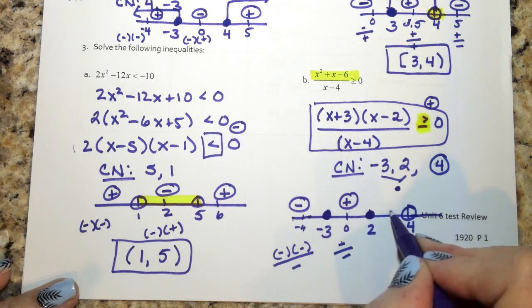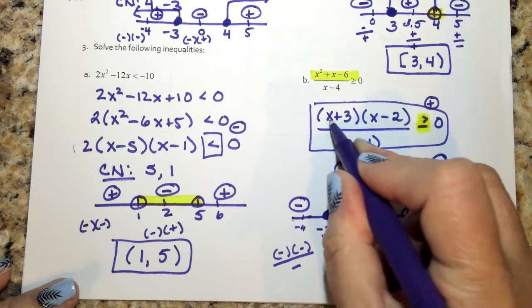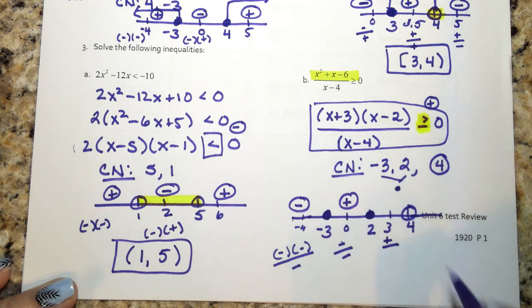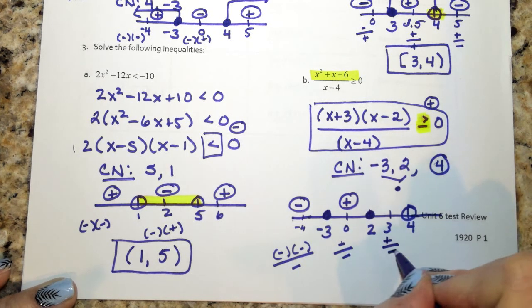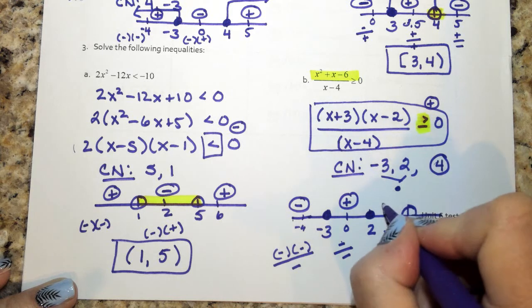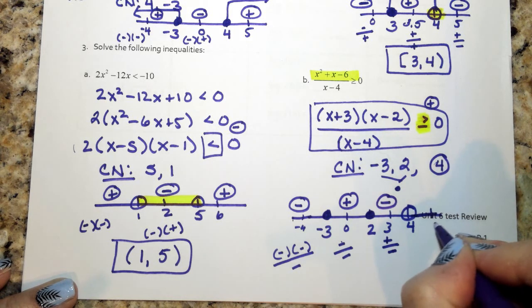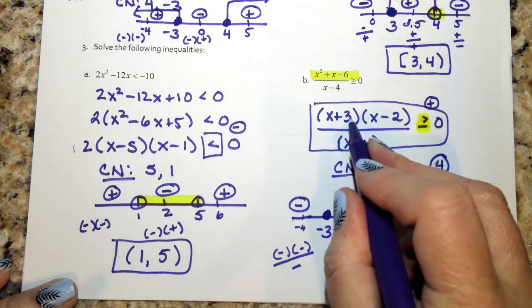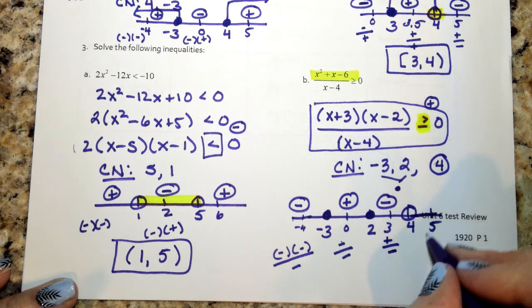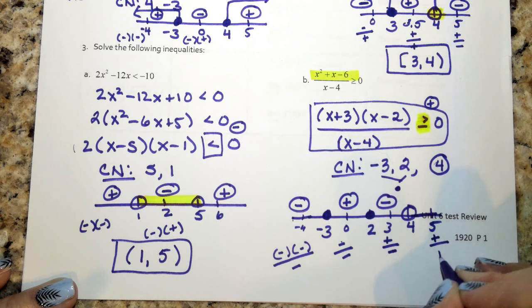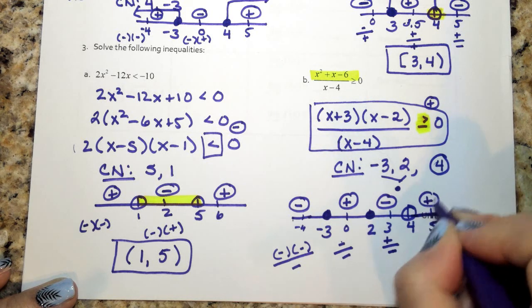Plug in a number between 2 and 4, so I'll use 3. 3 plus 3 is positive. 3 minus 2 is positive, so the numerator will be positive. 3 minus 4 is negative, and a positive number divided by a negative number is a negative number. Plug in a number greater than 4, which is 5. 5 plus 3 is positive. 5 minus 2 is positive, so I know the numerator is positive. 5 minus 4 in the denominator is positive, so I know I'm positive for greater than 4.